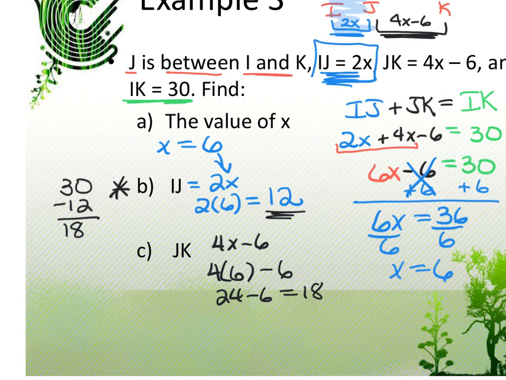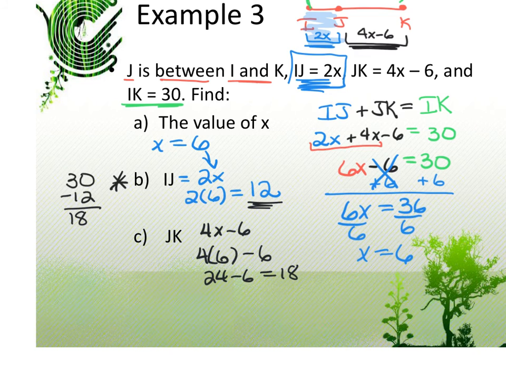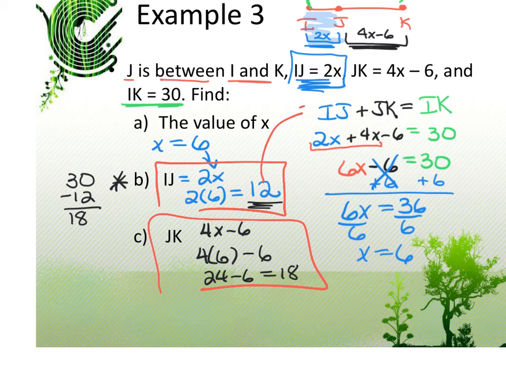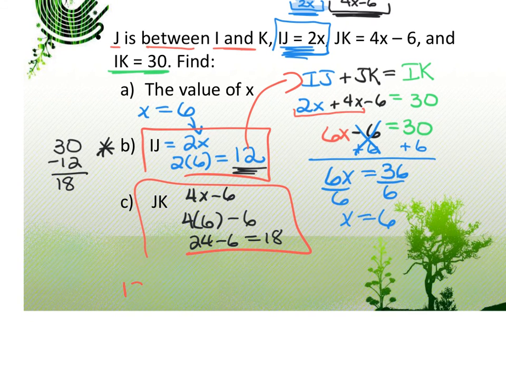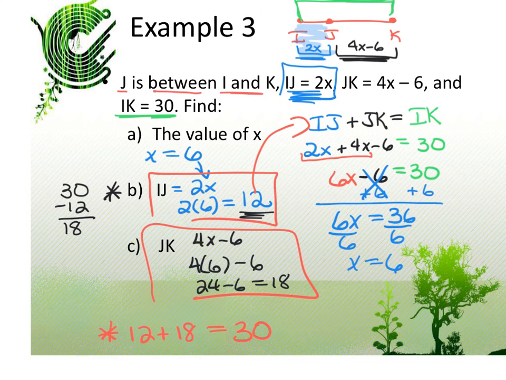One way that you could double check yourself is just remember, once you get these two, you could plug those in here and double check that 12 plus 18 needs to equal 30. If it doesn't, you've done something wrong, maybe made a simple calculation error. So you could always use it to check it. So this problem needed the segment addition postulate to solve it, and then also using your Algebra 1 skills.